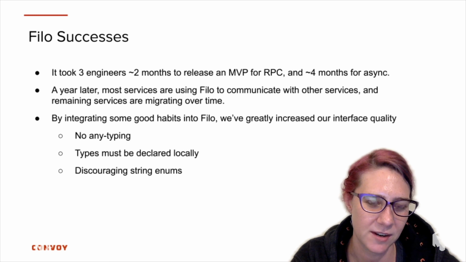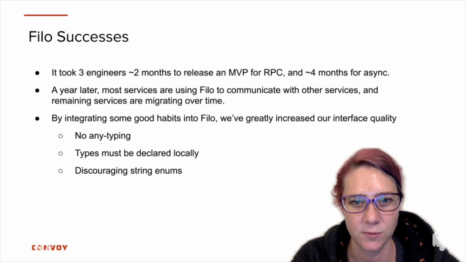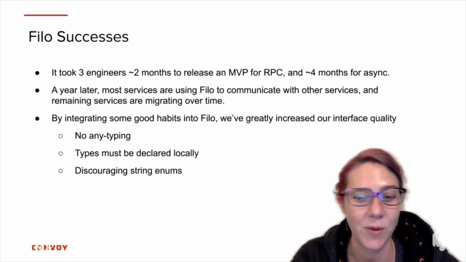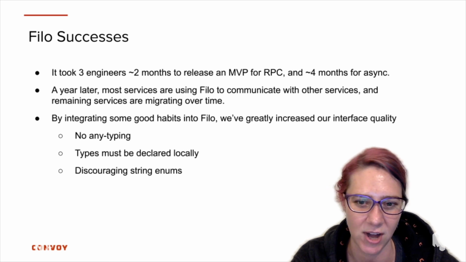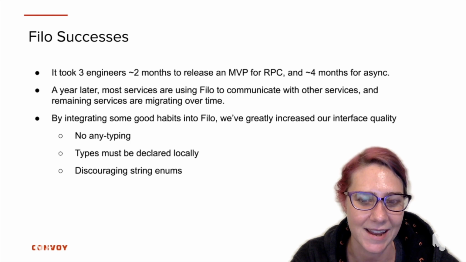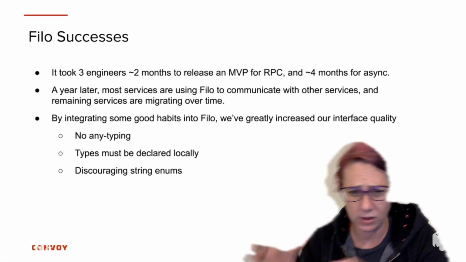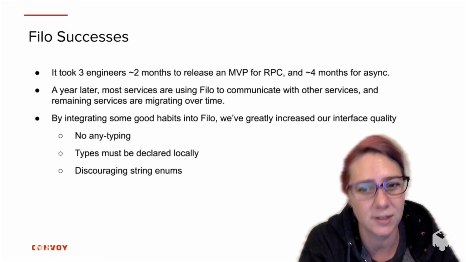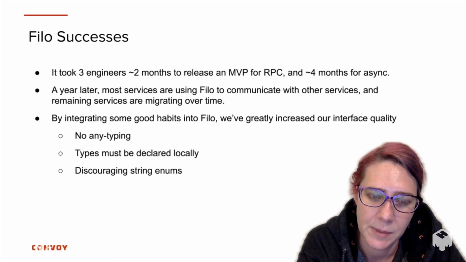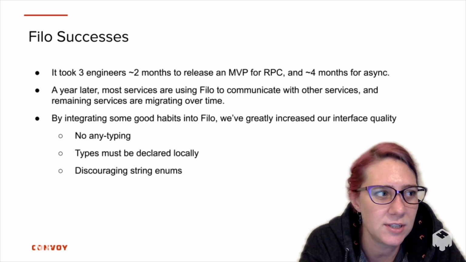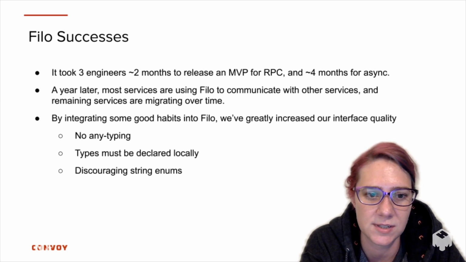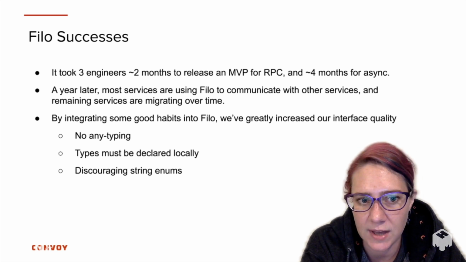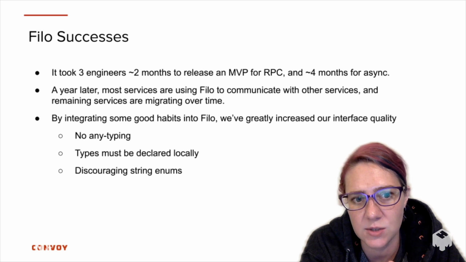Another success is that by integrating some good habits into Filo, we've increased our interface quality. One of those is no any typing. This is something we fought a lot because people have a tendency to say, hey, I want to take this data, I want to dump it in my interface, and I want to just pass it through to this other thing. But unfortunately, that can cause a lot of problems. By preventing any typing, it's actually instigated some really great conversations with developers on why they're doing that. And we can figure out ways around that, or if there's alternatives to make things work like they need to work.